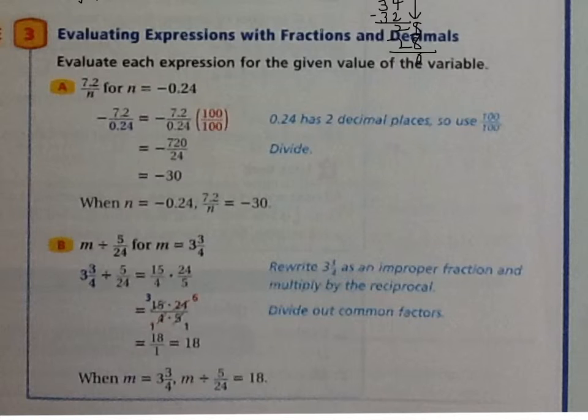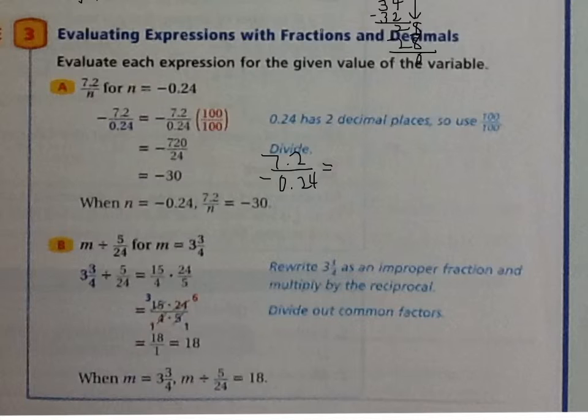All right. Next one. It says evaluate each expression for the given value of the variable. So this time they have 7 2/10 divided by n, if n equals a negative 24 hundredths. So then you need to plug in before you start solving. So we plug in as 7 2/10 divided by a negative 24 hundredths. Do we have a decimal in our divisor? Our divisor is the bottom number. Is it a decimal? Yes. We need to make it a whole number.